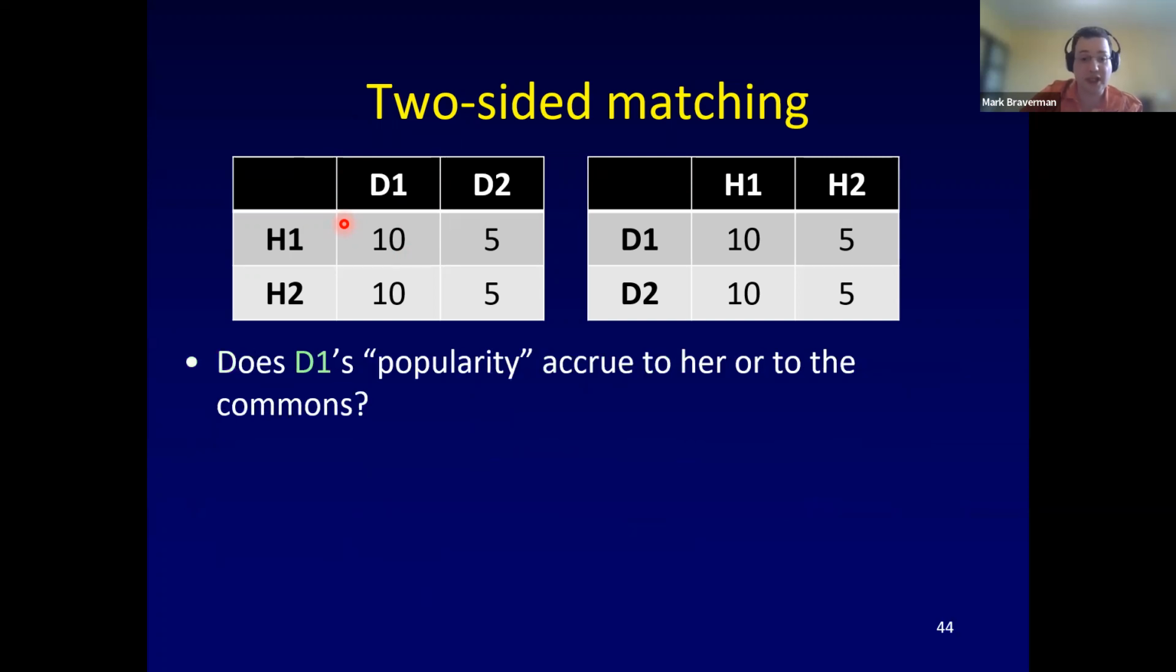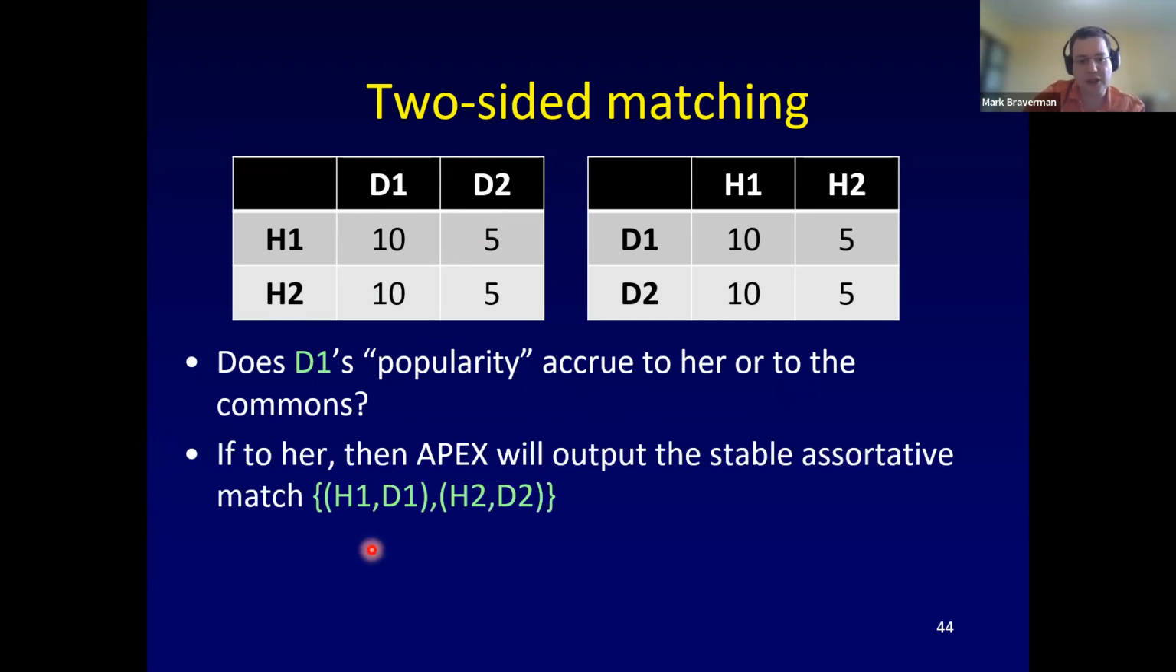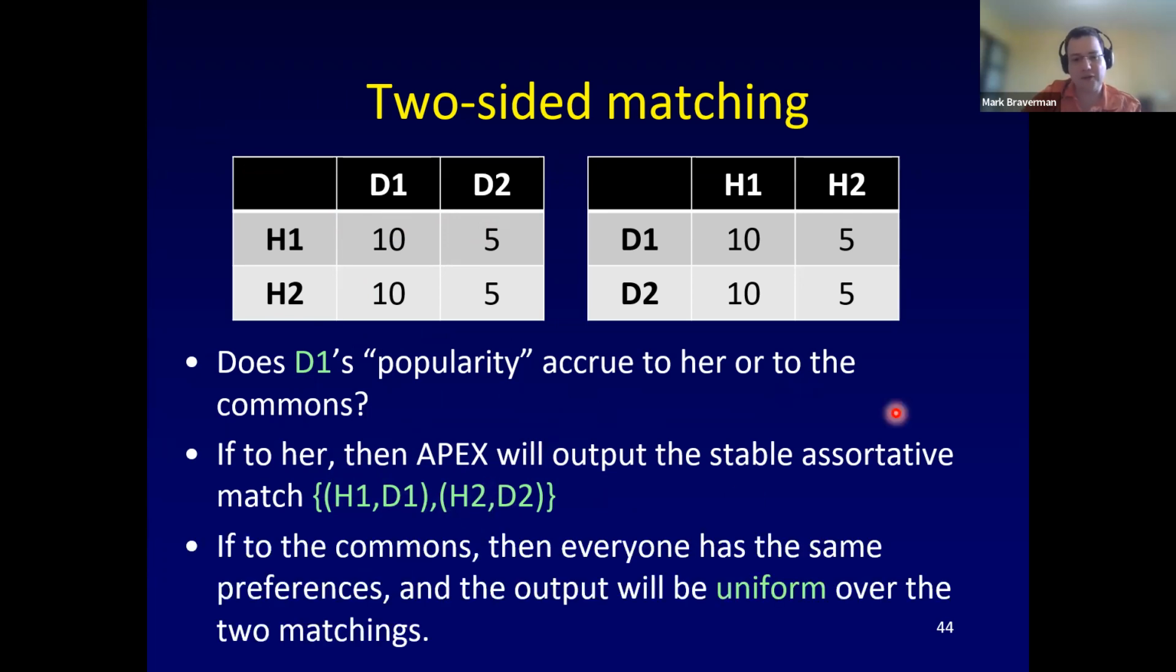So even in this simple case, it's already a little tricky to define externality. In other words, D1 is popular. Does this popularity accrue to her or to the commons, to the global optimization function? If it accrues to her, then the apex will output the stable matching where H1 goes to D1 and H2 goes to D2. And if it accrues to the commons, then everyone has the same preferences, so the outcome will be uniform over the two matchings.